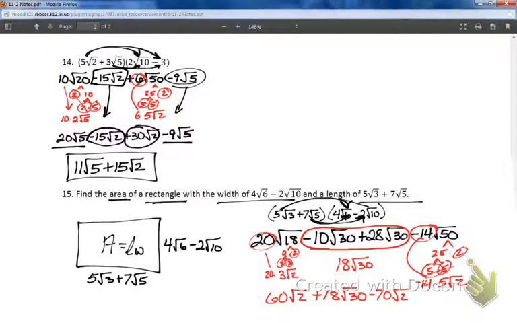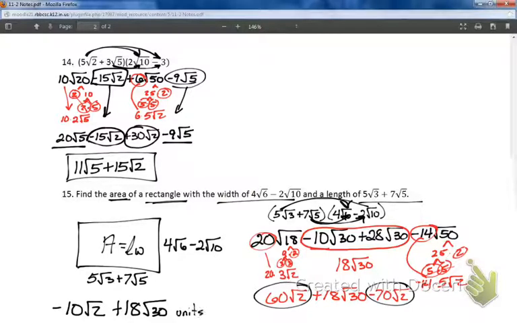And then again, always look at the very end. Are there like terms? Is there any more simplifying? There's no more simplifying, but there are some like terms. 60 root 2 minus 70 root 2 gives me negative 10. And I'll just write my answer over here. Negative 10 root 2 plus 18 root 30. And since this is a story problem, we need labels, but they didn't tell us if the length and width was in inches or feet or yards or what, so I'm just going to say this is in units squared, because area is in units squared, and you should have a full sentence saying the area of the rectangle is negative 10 root 2 plus 18 root 30 units squared.